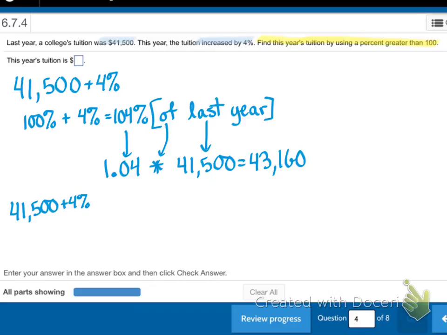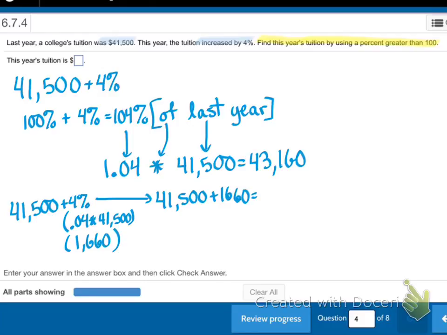You could also do this the other way where we talked about splitting it up. 41,500 plus 4%, and that's 4% of last year. So 0.04 times 41,500 gives you $1,660. So it's your $41,500 from last year plus your $1,660 increase, giving you $43,160. So I'm just showing you that you get to the same point no matter which method you choose. It looks to me like the first one is a little bit less work, but you get to pick.